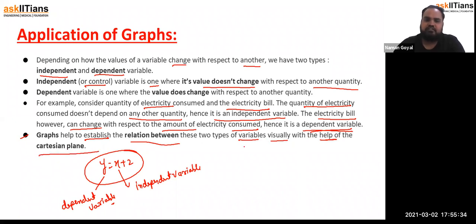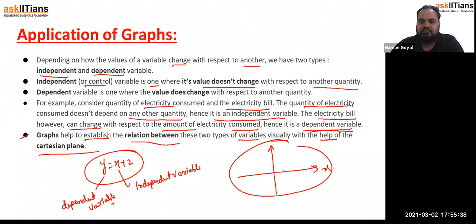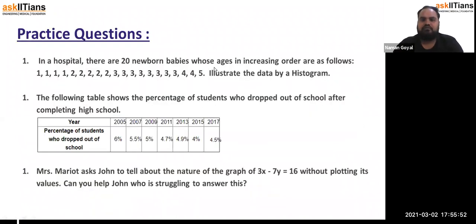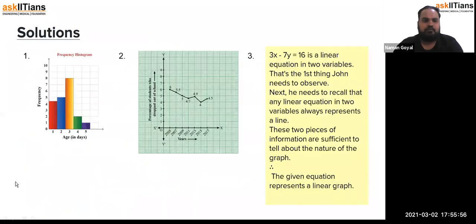See, what is the Cartesian plane? The plane which contains the x-axis and y-axis is known as the Cartesian plane. This is the Cartesian plane. Are you getting my point? Okay, very simple. So these are some applications. Now we have some data, then we have to draw the histograms, right?